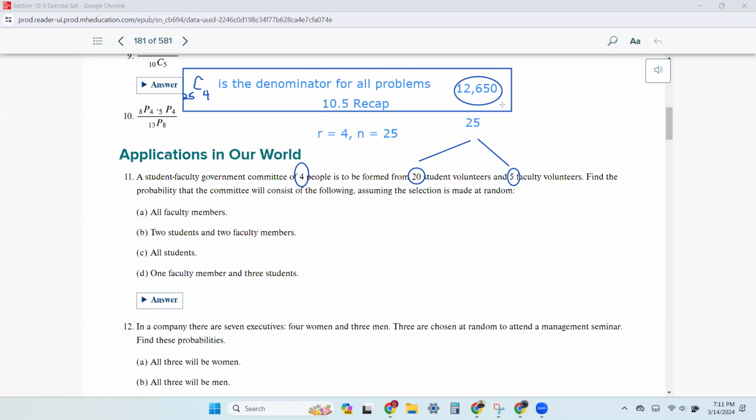So far, in everything we've looked at, the probability denominator is the total number in the sample space, and that's always going to be the case. It's just that in one section, 10.8, we'll have to make an adjustment based upon certain conditions. But this right here is our denominator for all of these problems. So let's take a look at these. If this is our denominator, we just have to figure out the numerator for each one, and then we'll calculate the probability.